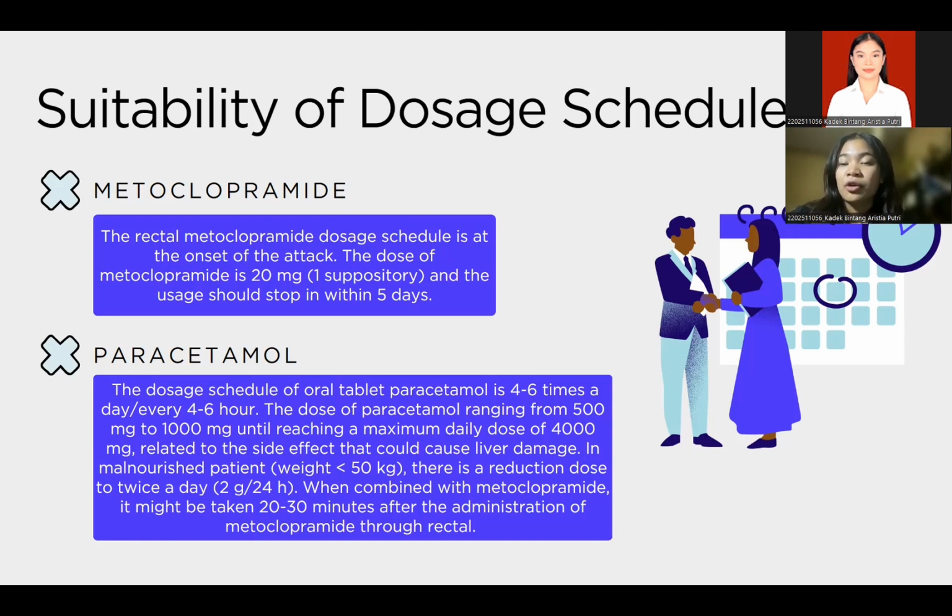The rectal metoclopramide dosage schedule is at the onset of the attack. The dose of metoclopramide is 20 milligrams, one suppository, and the dosage should stop within 5 days. The next one is the dosage of paracetamol.